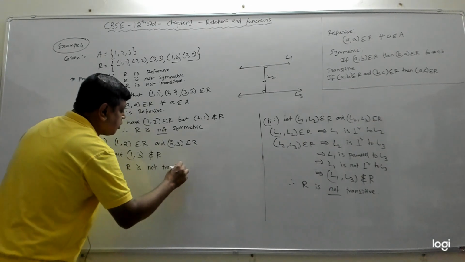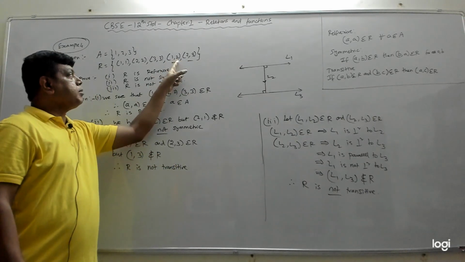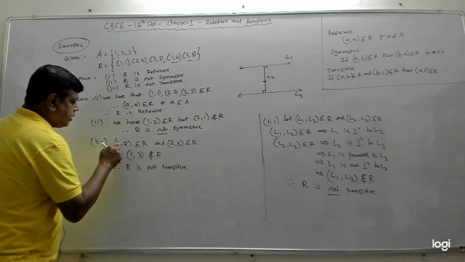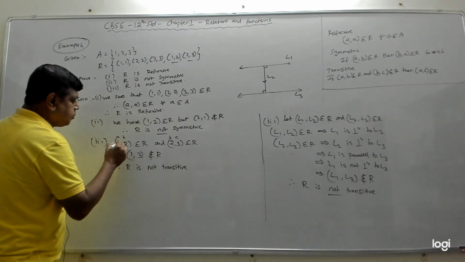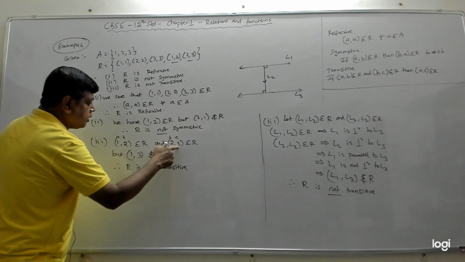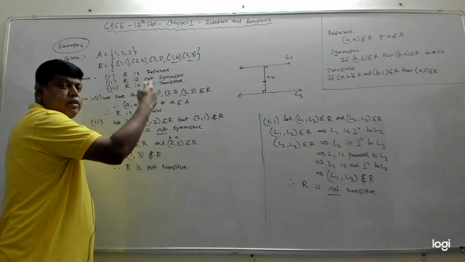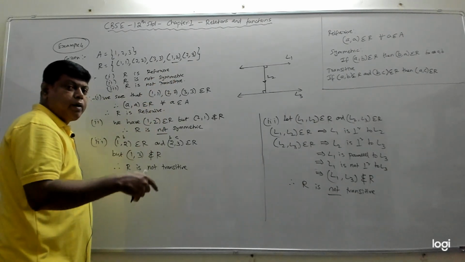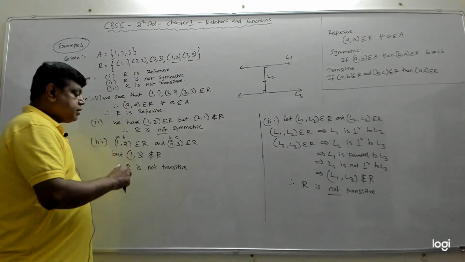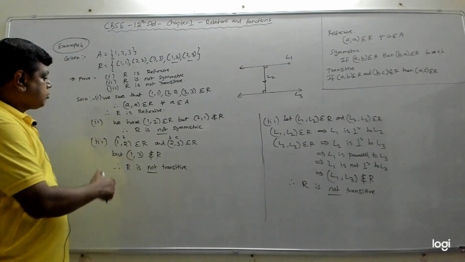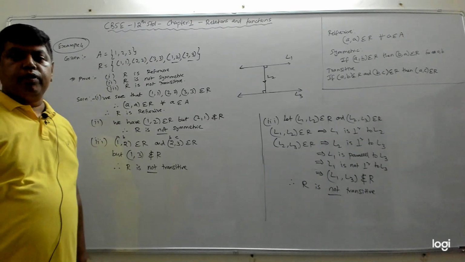Even if it fails for one of the pairs. So this pair of elements is like A comma B, B comma C. But A comma C, meaning 1 comma 3, is not in R. If it is in R, then we will check for other pairs, whether it is true for all the pairs. If it is true for all the pairs, we will say it is transitive. Even if it fails for one of the pairs, we will say that the relation is not transitive. So here it is failing because 1 comma 2 is there in R, 2 comma 3 is there in R, but 1 comma 3 is not in R. Therefore, it is not transitive.